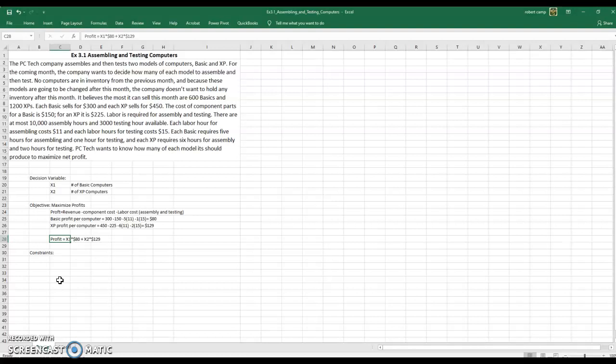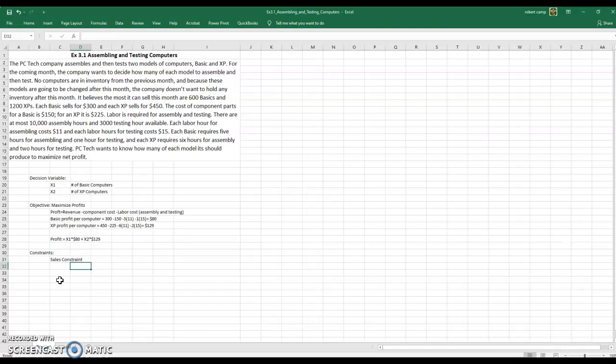Okay, and so now let's talk about constraints. Once again, constraints, these are the things that stop you from just going, well, we make more money on the XP, so we're just going to make nothing but XPs. That can't happen because there are things that stop it. So the first thing is we have a sales constraint.